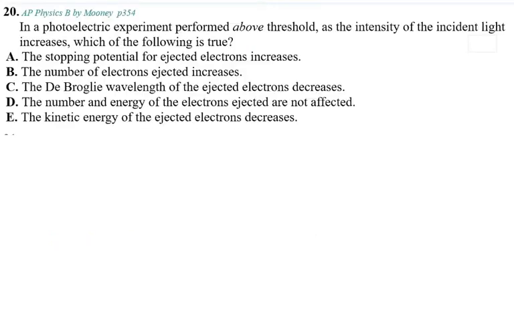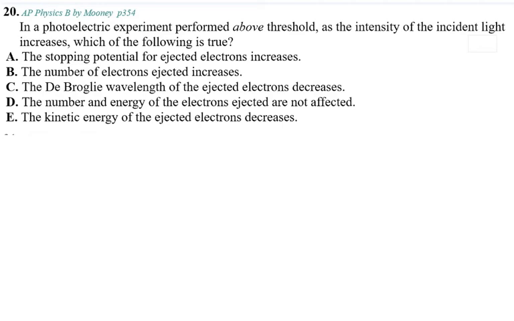In this question, they say a photoelectric experiment is performed above threshold. That means the energy of the photons is large enough to pull out the electrons, to use the energy for the work function, and then for electrons to have kinetic energy. And as the intensity of the incident light increases, which of the following is true? And then they give you options.